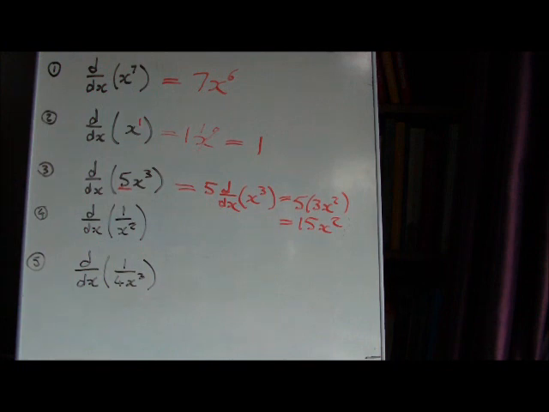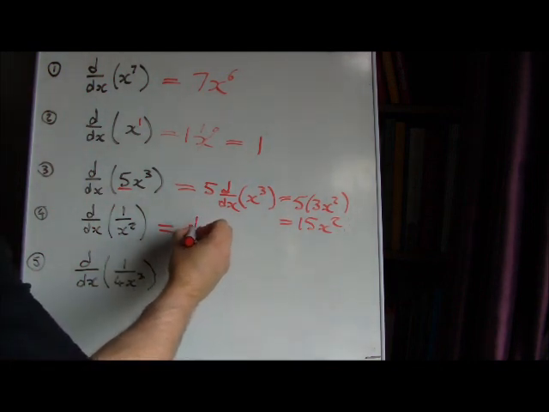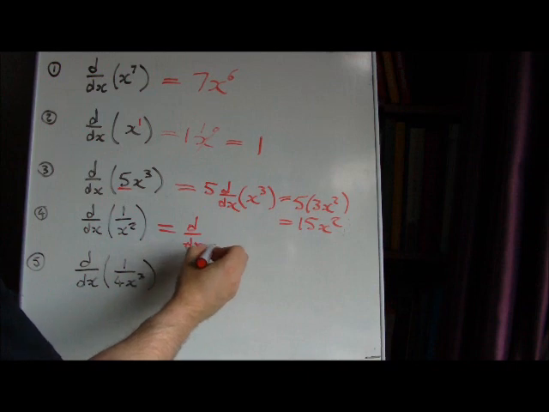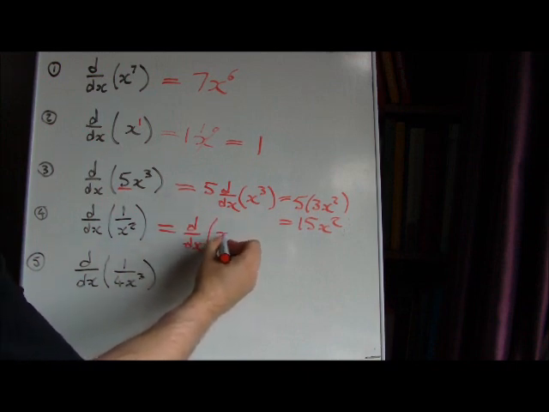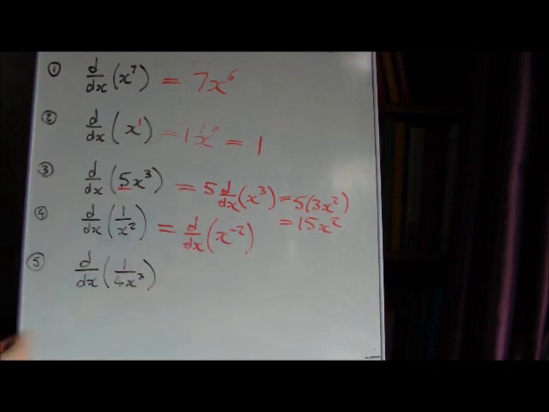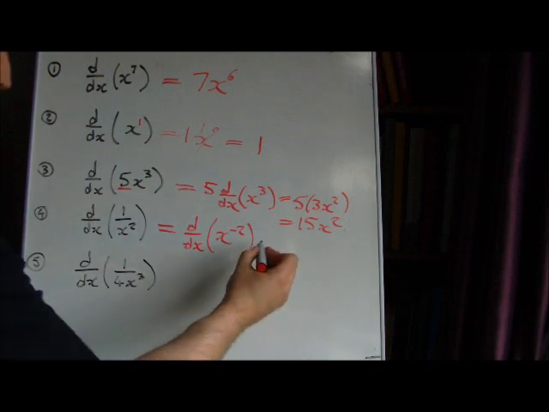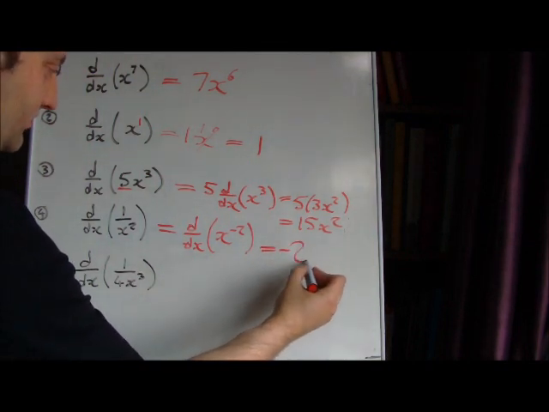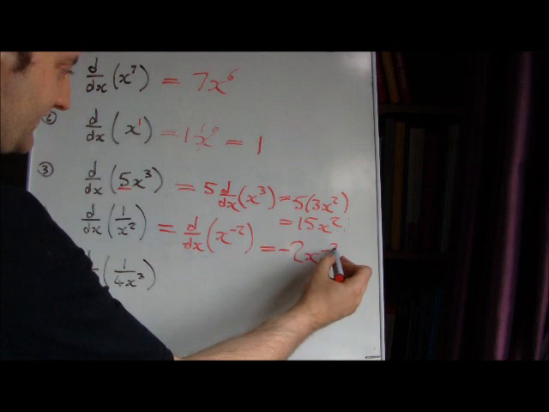1 over x squared, if we want to apply the rule, we've got to write it in the form of x to the power something. So we'd have to express 1 over x squared as x to the power negative 2. Then we can apply the rule. So this is going to be minus 2x to the power negative 3.